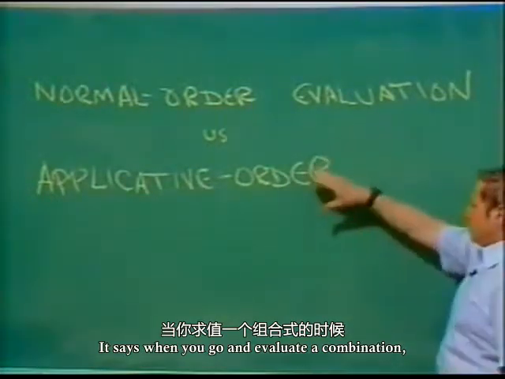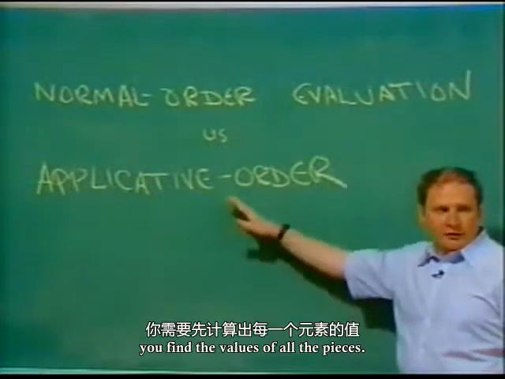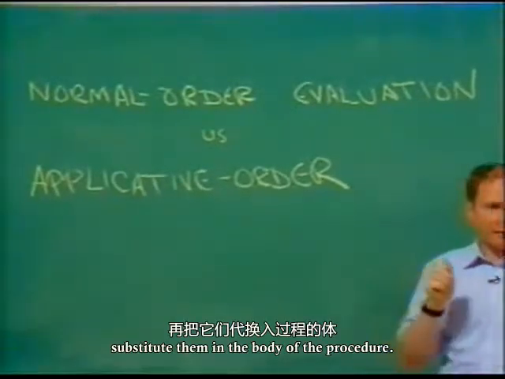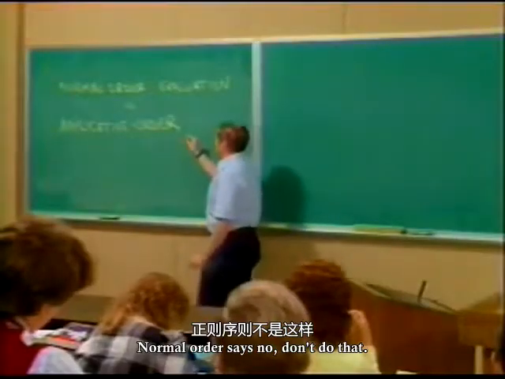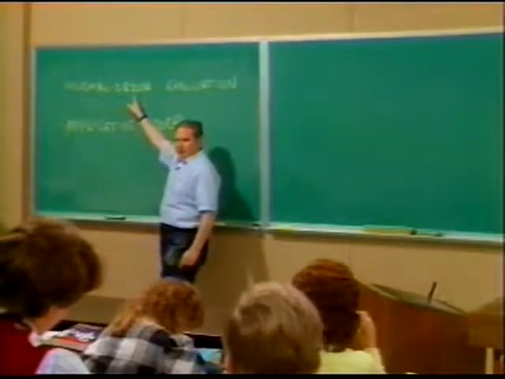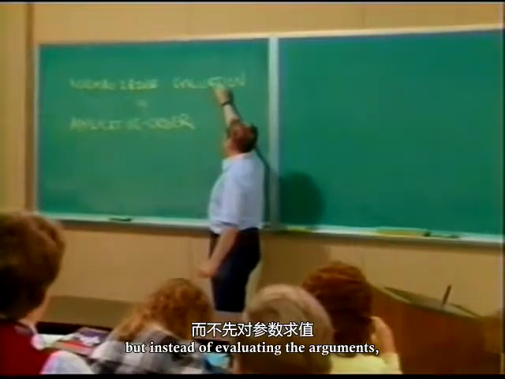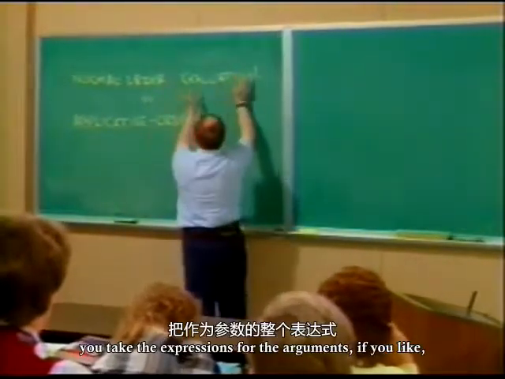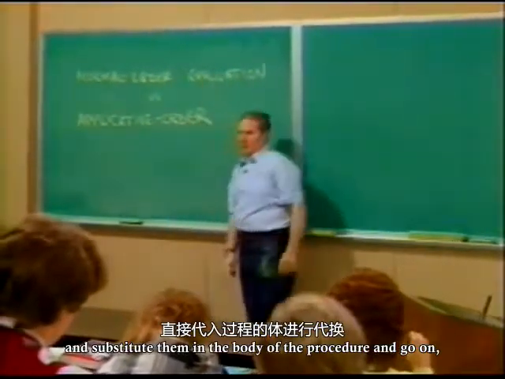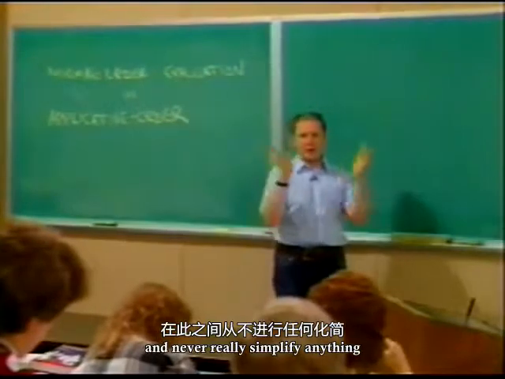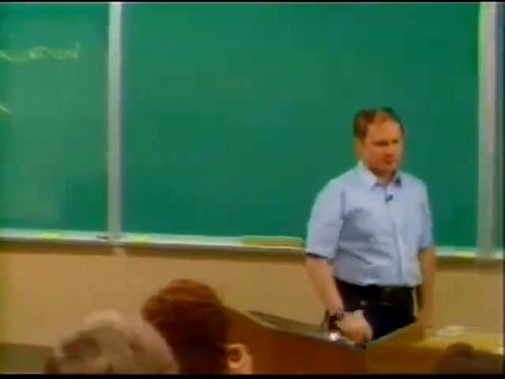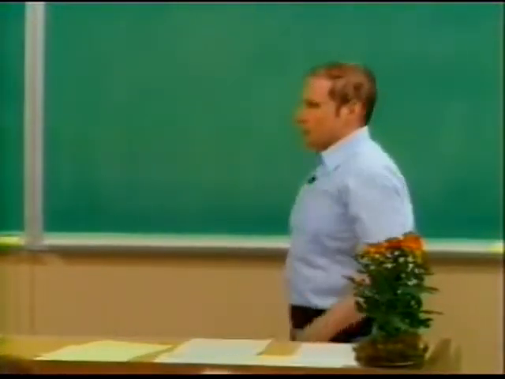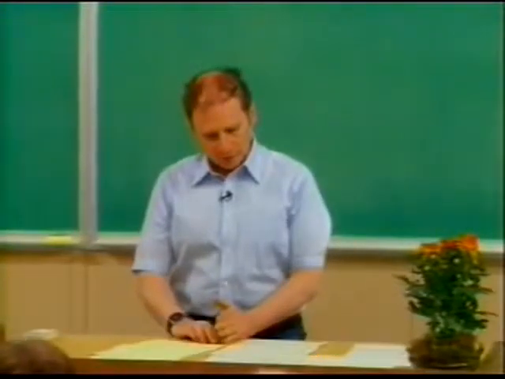It says when you go and evaluate a combination, you find the values of all the pieces. Right? You evaluate the arguments, and then you substitute them in the body of the procedure. Normal order says, no, don't do that. What you do is effectively substitute in the body of the procedure, but instead of evaluating the arguments, you just put a promise to compute them there. Or another way to say that is you take the expressions for the arguments, if you like, and substitute them in the body of the procedure and go on. And never really simplify anything until you get down to a primitive operator. So that would be a normal order language. Well, why don't we do that? See, if we did, we'd get all the advantages of delayed evaluation with none of the mess.